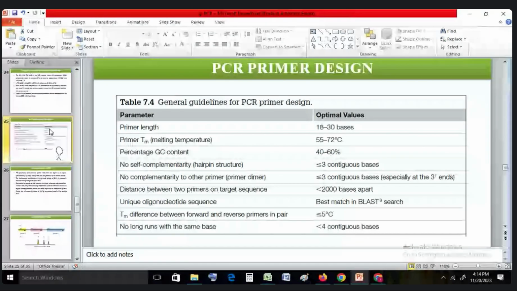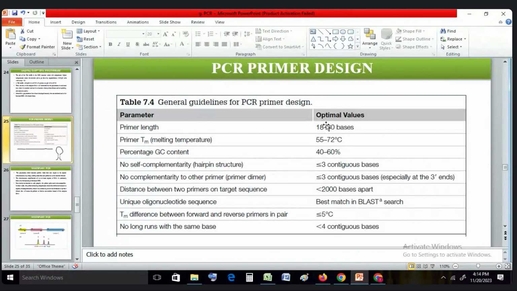This one. Okay, when you design a primer, these are the general guidelines for PCR primer designing. For example, the length. Primer length should be in between 18 to 30 bases. 18 থেকে 30 base. Why not less than this? Why not more than this? Any idea? Okay. Why not more than this?